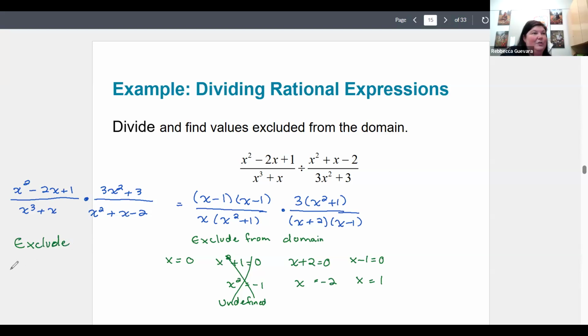So the only things that we're really excluding are going to be -2, 0, and 1. Like I said, sometimes they'll have a factor that is not going to be a problem for us. This one here, that x squared plus 1, didn't factor any further. And in fact, it's never going to be equal to 0. I can't ever make it equal to 0 because there's nothing I could put into x squared to make it equal to -1, which would give me -1 plus 1, as long as we're in the real numbers.